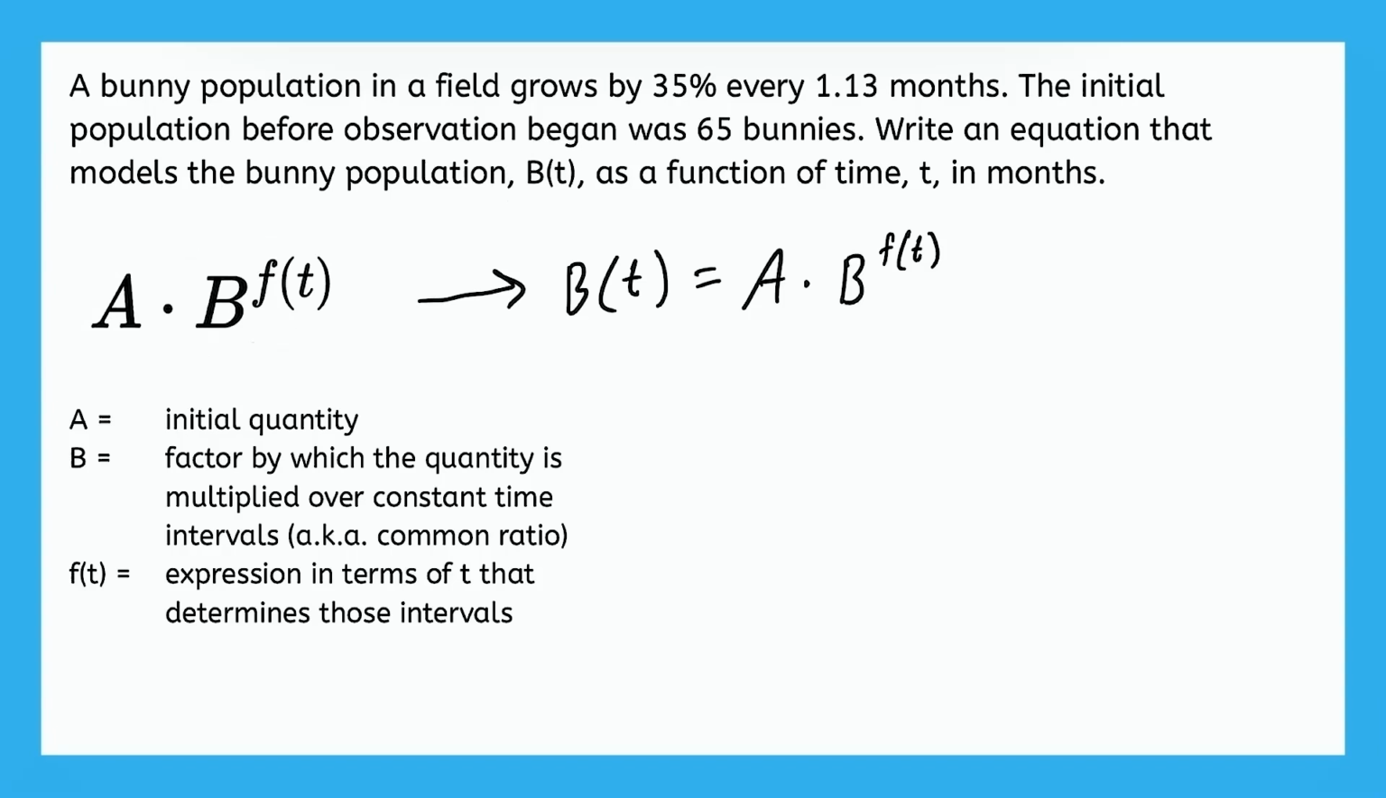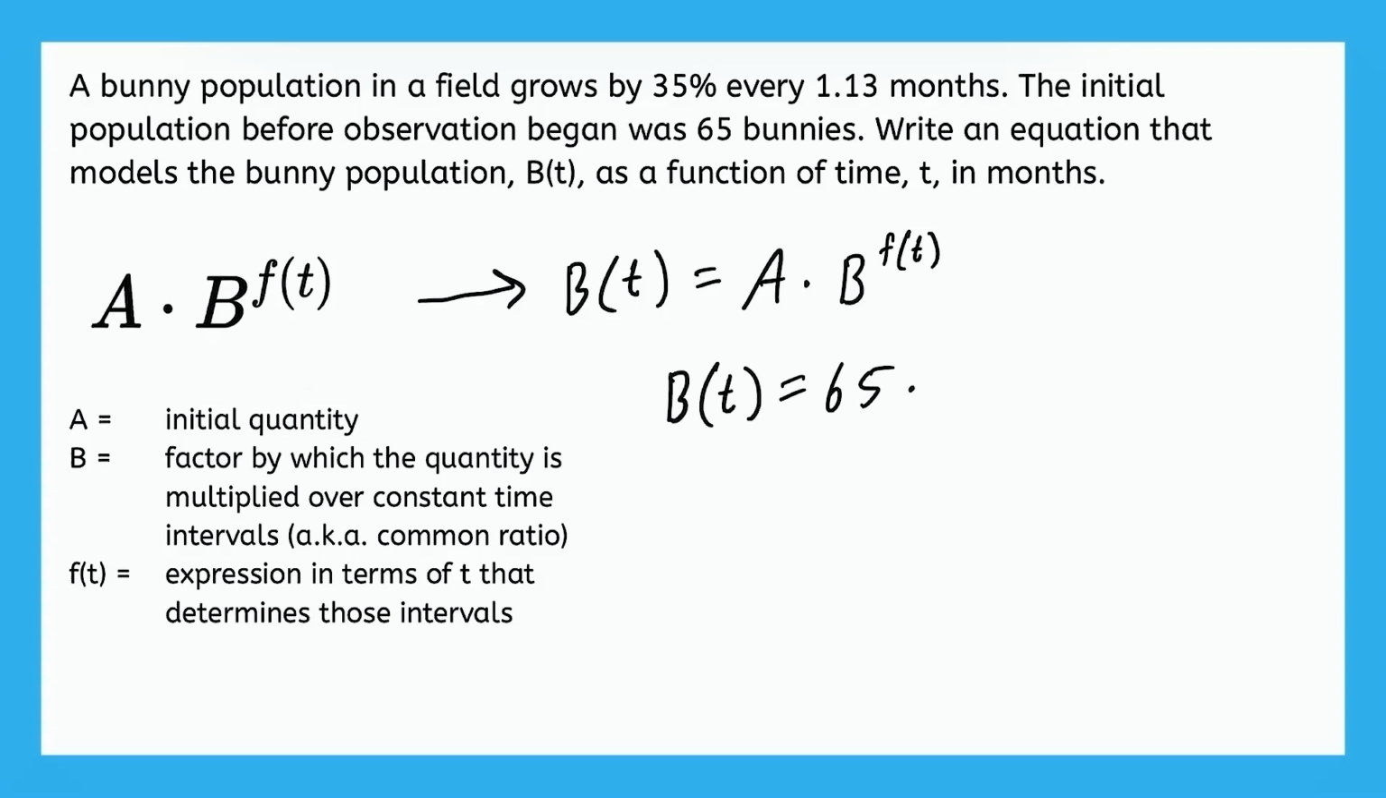So let's start with A. What does A represent? Well, that is the initial quantity, which we are told is 65 bunnies. That's when time is at 0, when we have not yet started observing the change in bunny population. So now we have B of t equals 65 times what?